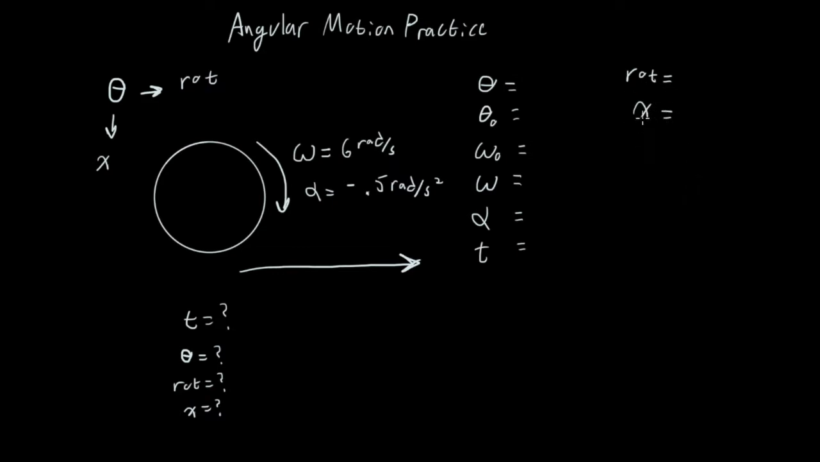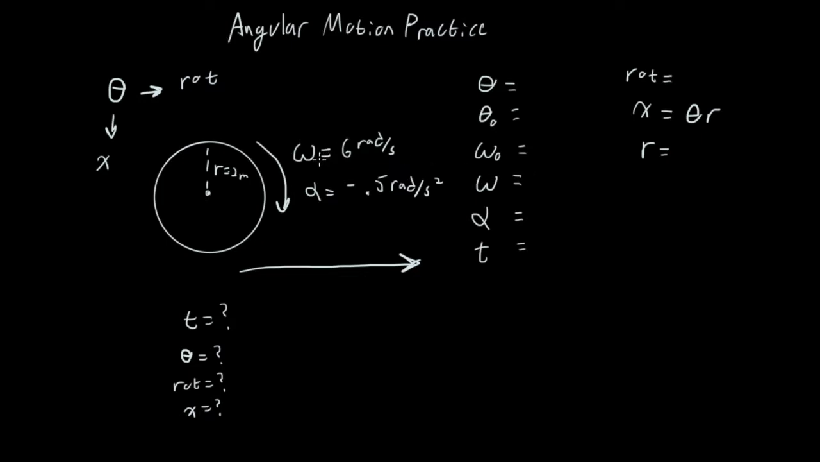Now let's remember, linear displacement versus angular displacement. That's just going to be theta times the radius of the circle. So we're going to need to know a radius. And so let's give our hoop a radius. Let's say 2 meters, just for simplicity. So let's fill in our variable list.